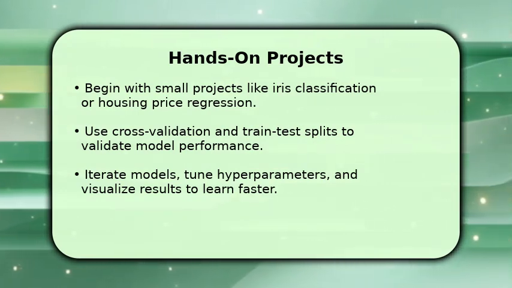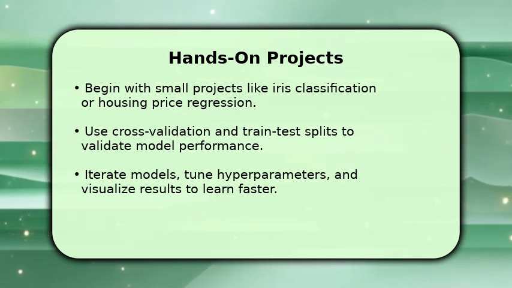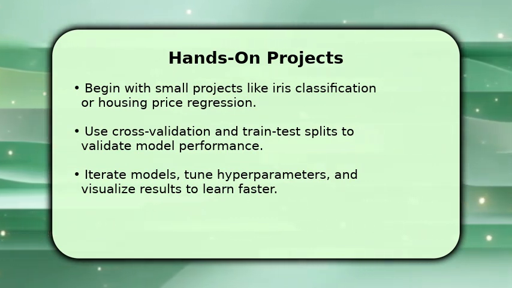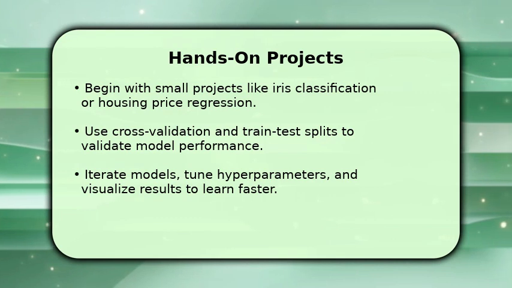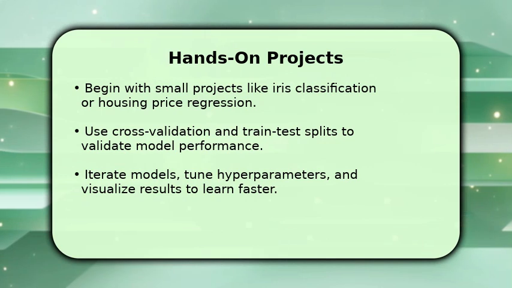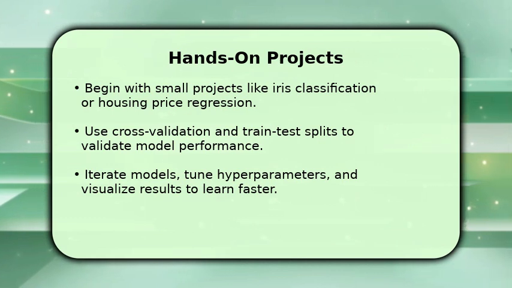Start hands-on projects using accessible datasets and follow a simple pipeline. Load data, clean features, train a model, and evaluate results. Try multiple algorithms to compare outcomes and use cross-validation for reliable feedback. Document experiments and save working notebooks so you can revisit ideas and refine techniques as your understanding grows and confidence increases.